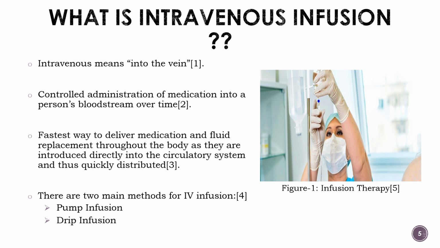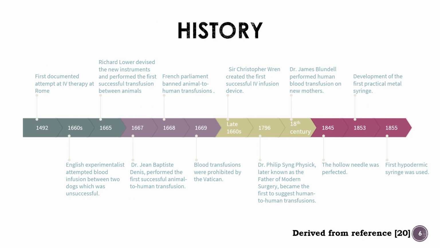Then about the drip infusion. This method uses gravity to deliver a constant amount of medication over a set period of time. With a drip, the medication and solution drip from a bag through a tube and into your catheter. That's all about the introduction part.